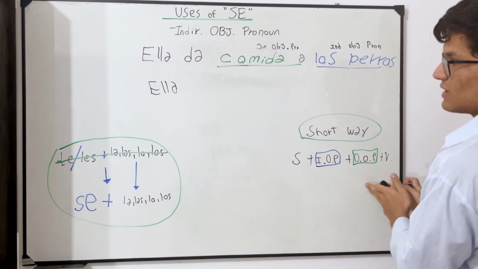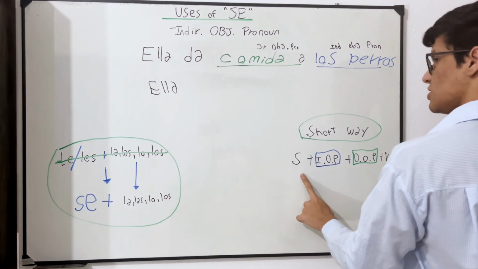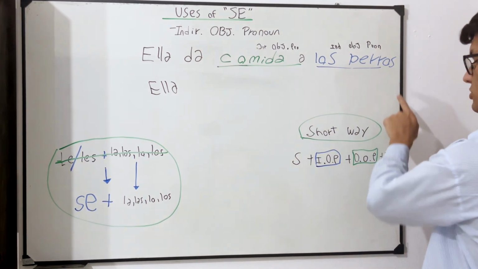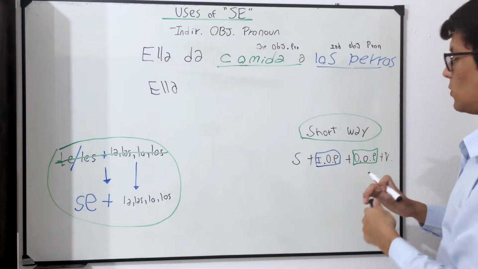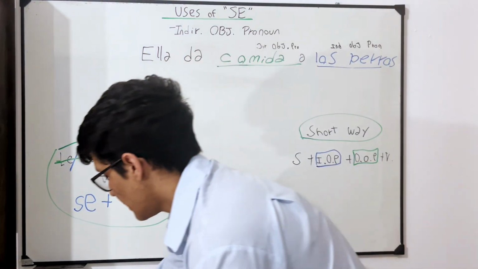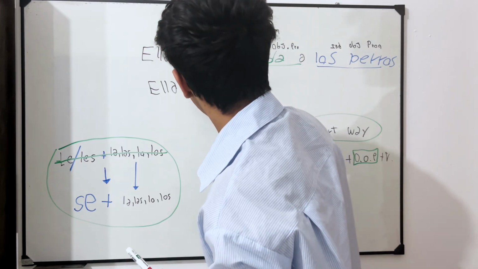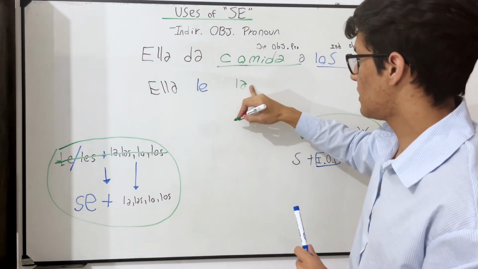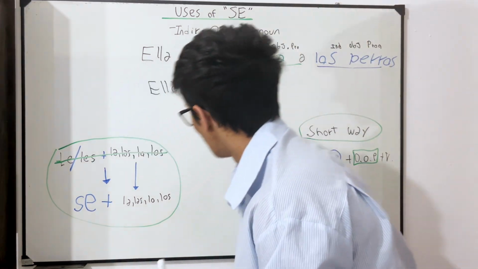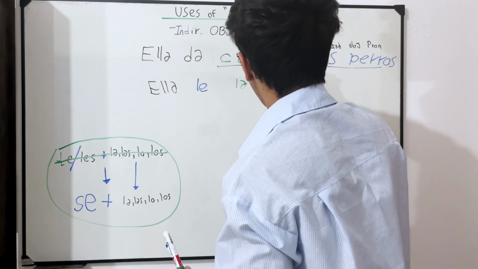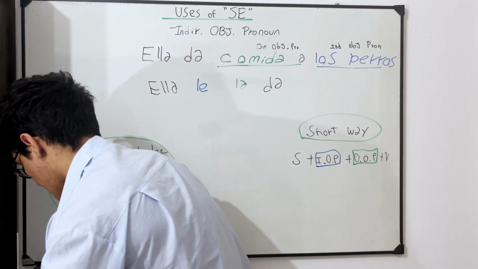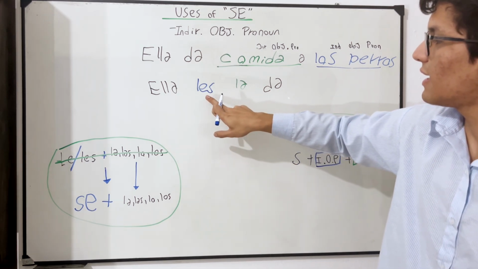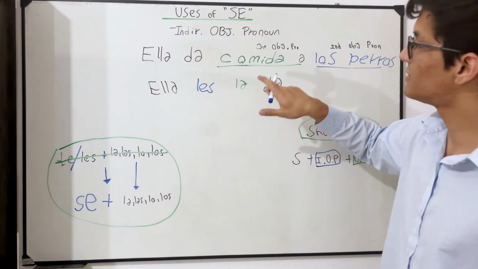Remember the short way of this type of sentences. The short way is the subject, ella, then the indirect object pronoun, which is los perros, and then the direct object pronoun, which is la comida. So let me write it here. Ella, le, then la, because this is la comida, and then the verb, which is da. Ella le la da. Ella les la da. As you can see, les is the dogs and la is la comida.